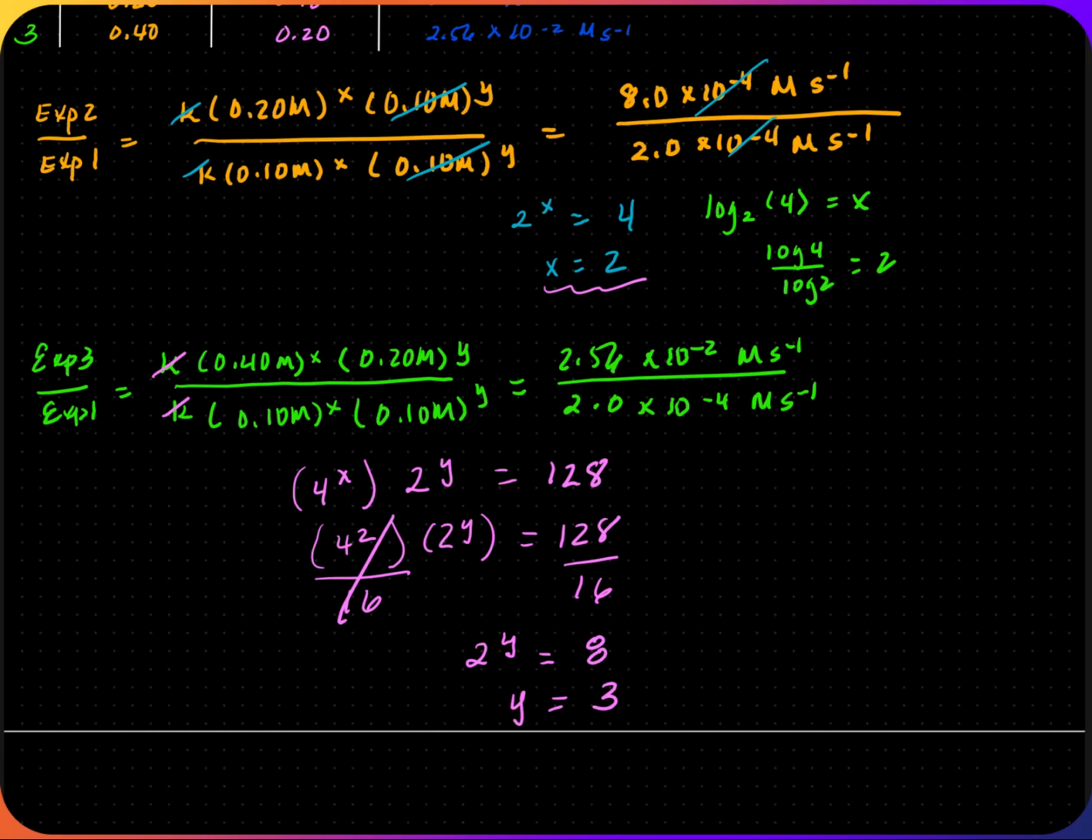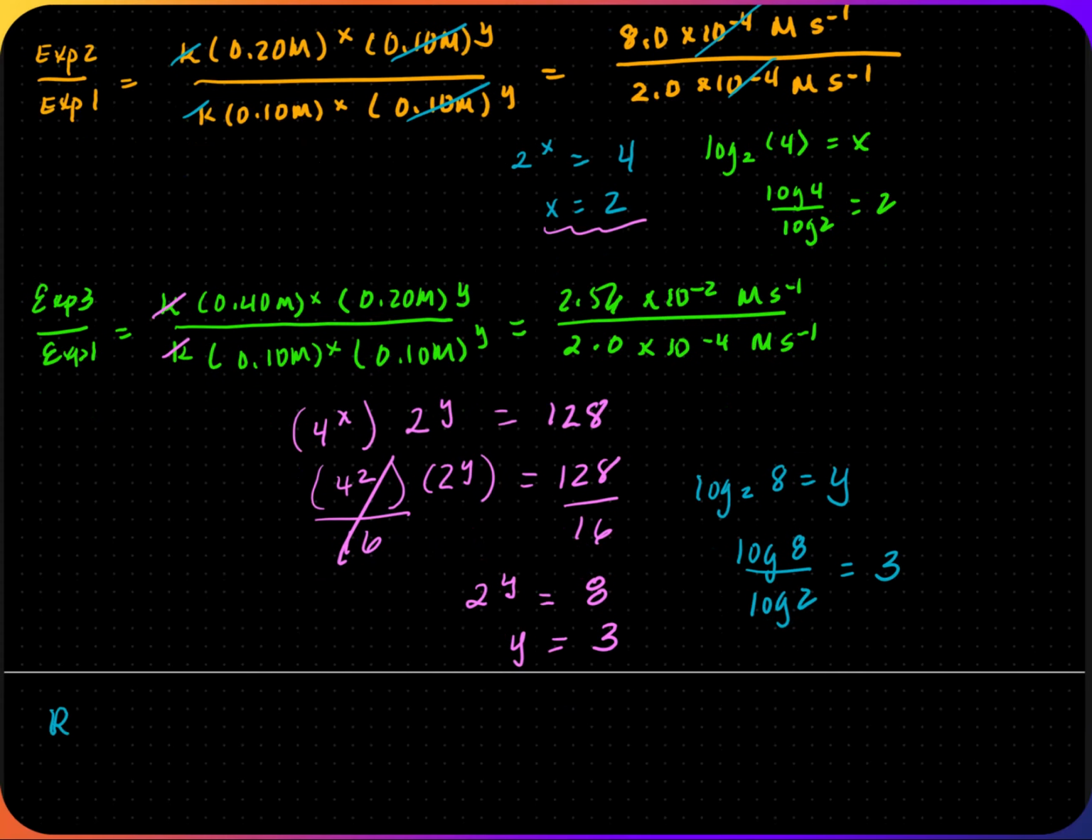Working it with logs, this is going to be log base 2 of 8 is equal to Y. Again, this is a base of 2, so we need to rewrite it. So this is log 8 over log of 2. So if you plug it in, you should get 3. In the calculator, if you push the log button itself, it is a base of 10. So my rate equation is K, concentration of A to the second order, concentration of B to the third order.